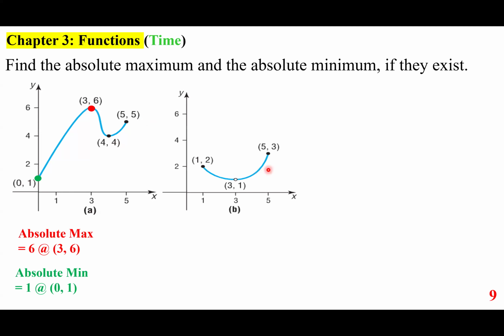What about this case? As you can see, this is the point with the largest y coordinate. So absolute maximum becomes 3 at this pair. Absolute maximum becomes 3 at pair 5, 3. But what about the absolute minimum? If there was a solid point here, you would say this is equal to 1 at 3, 1. But there is a hole, there is no absolute minimum. There's no absolute minimum because there is a hole here. The function is not defined at that. It's discontinuous.